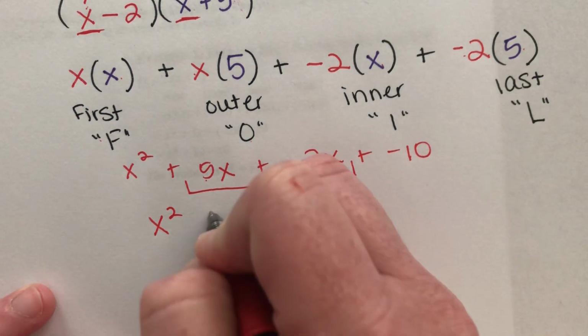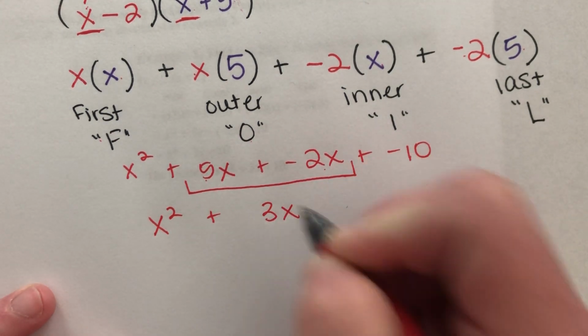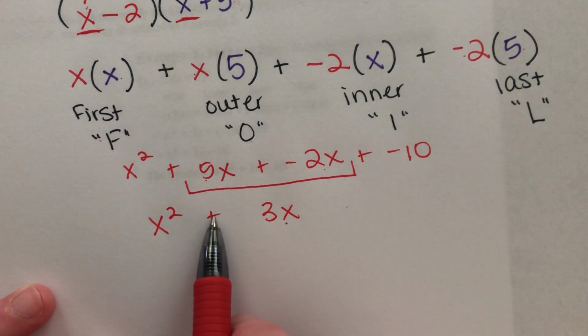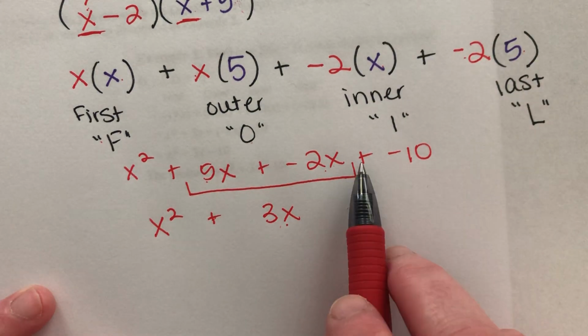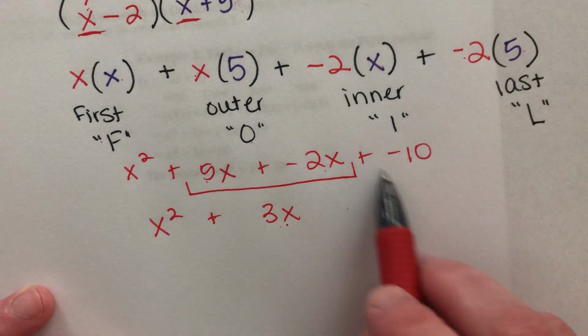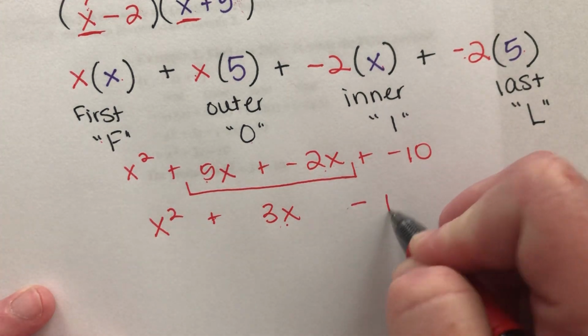So x squared plus 3x. If it was negative 3, we'd put a minus sign here, but it's positive 3, so we put a plus 3. And then plus negative 10. Since this is a negative, we put minus 10.